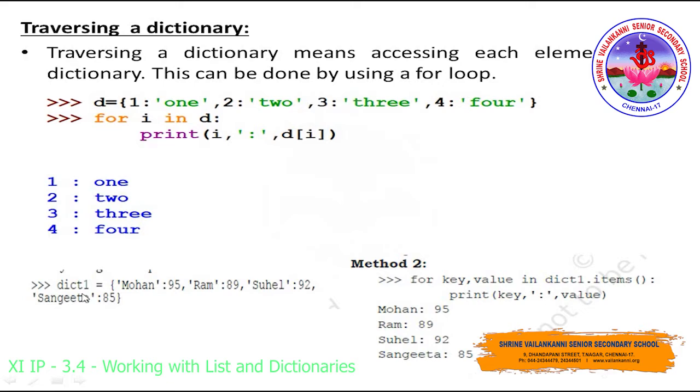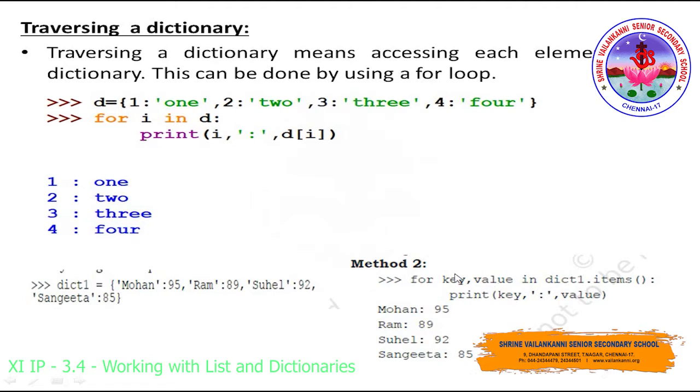See here, they have created a dictionary, dict1 equal to Mohan 95, Ram 89, till Sangeeta 85. For this we are using the for loop. So for key comma value, here we have given two control variables followed by the in operator, dict1 dot items. Here items is the method which is used to retrieve the key value pairs from the dictionary which we have created already, right? To retrieve each and every key value pair, we make use of this items method along with the variable which you have used for creating the dictionary. So dict1 is the variable used here for creating the dictionary, and along with the variable name, you will be using the items method.